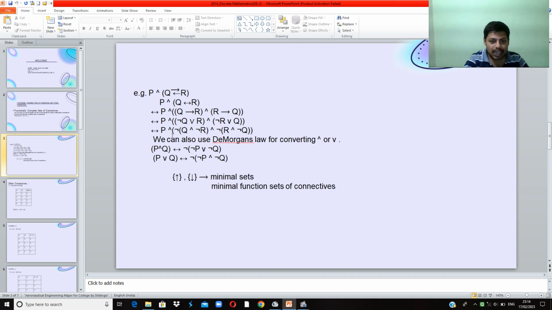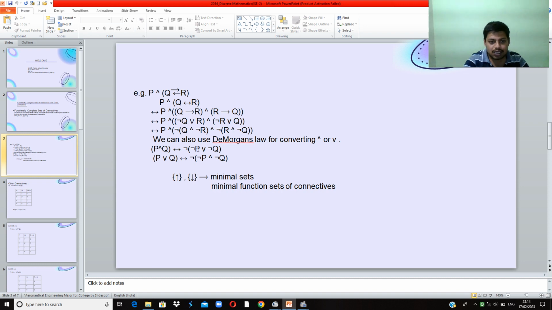This can be expressed further by taking not outside the bracket. When we take not outside the bracket, we get Q and not R. Why does the not come to R? Because the not becomes normal. And similarly, not outside the bracket, R and not Q.